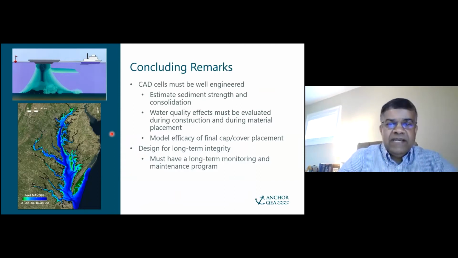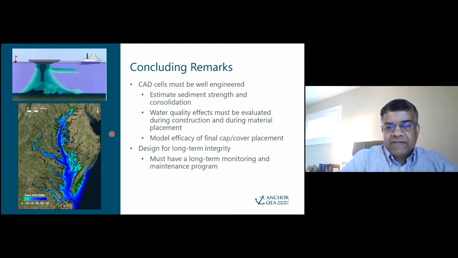So in my final slide, in terms of reflections on where we are with this based on national experience, I think the point is well established earlier. We need to study these very carefully, probably first and foremost for sediment strength and consolidation, because some of the CAD cells where people attributed failures, it was really a bearing capacity failure, because people didn't account for enough time for consolidation of the placed material before the cap was placed afterwards.